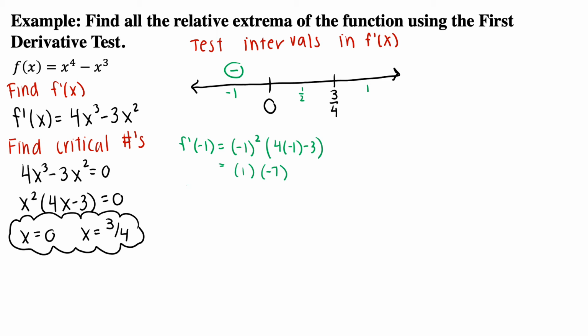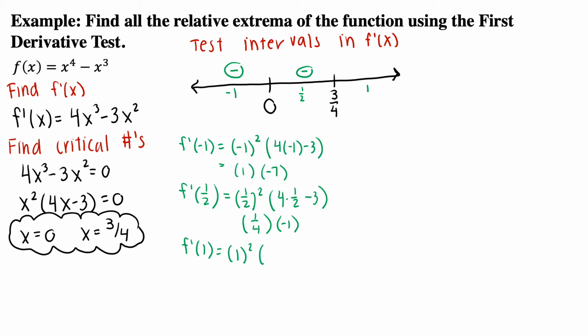Plugging in 1/2, f prime of 1/2 gives us 1/2 squared times 4 times 1/2 minus 3. 1/2 squared is 1/4. 4 times 1/2 is just 2, minus 3 is -1. Positive and negative give me that negative. And then finally, f prime of 1 would give us 1 squared times 4 times 1 minus 3. 1 squared is just 1, and 4 minus 3 is also 1. Positive and positive give us a positive.